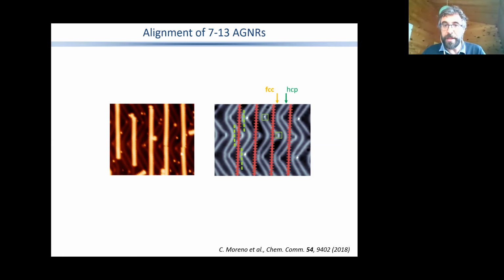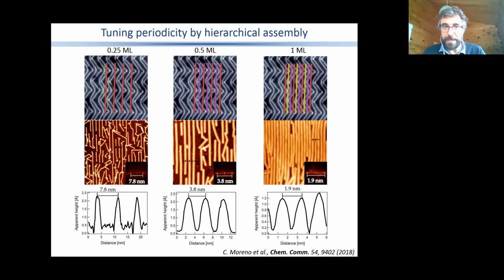So with this, we are able to align ribbons. So that's an important thing. We are able to align ribbons at a certain level, of course. If we increase the coverage, we are able to grow ordered arrays of ribbons. So that's important if you want to control periodicity, for instance.